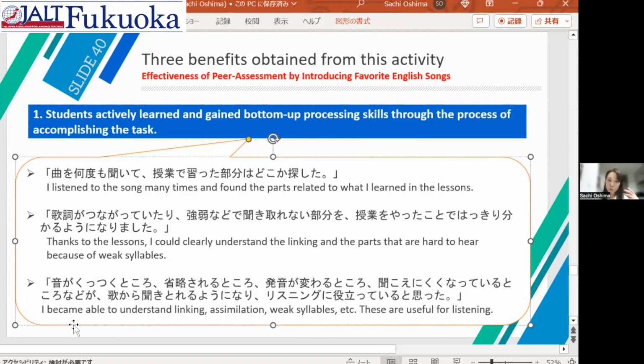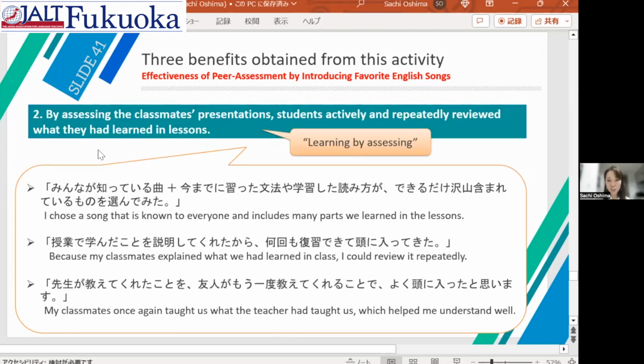So anyway, through the process of analyzing and introducing their favorite songs to others, and also by introducing the peer assessment, where their presentations are watched by their classmates, they actively learned and gained bottom-up processing skills. And the second benefit is, by assessing the classmates' presentations, students actively and repeatedly reviewed what they had learned in the lesson. Learning by assessing is happening again.